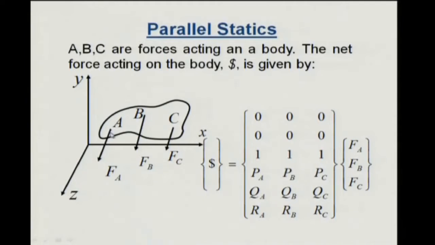So we have three forces A, B and C acting of magnitude F A, F B and F C. So what is the net force? You do exactly identical things. You write the screws passing through the point A, point B, point C in the Z direction 0, 0, 1 and P A, Q A, R A, P B, Q B, R B, P C. So this is the line equation multiplied by the intensities and then you get the net wrench acting on the body.